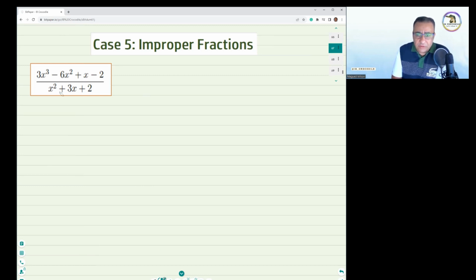So we need to do long division, right? And see where we can go from there. Okay, so what I would do, say, okay, we have 3x cubed minus 6x squared plus x minus 2, divided by x squared plus 3x plus 2. So what you do in the long division, you divide the first term by the first term. So 3x cubed divided by x squared, which is 3x, right?